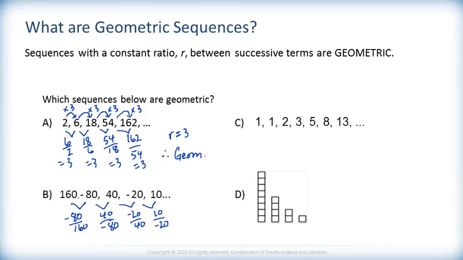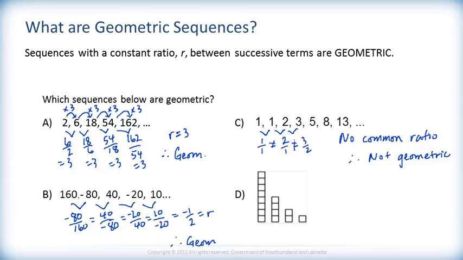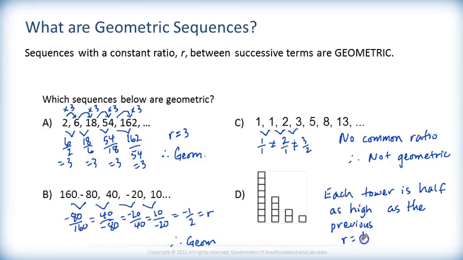For the next one, when I divide each term by its previous term, I get the same ratio. They're all equal to negative a half. That's our constant ratio, therefore it's geometric. For this third one, there's no common ratio, therefore it's not geometric. In this final one, each tower is half as high as the previous one, therefore we have a common ratio of 1/2 and it's geometric.